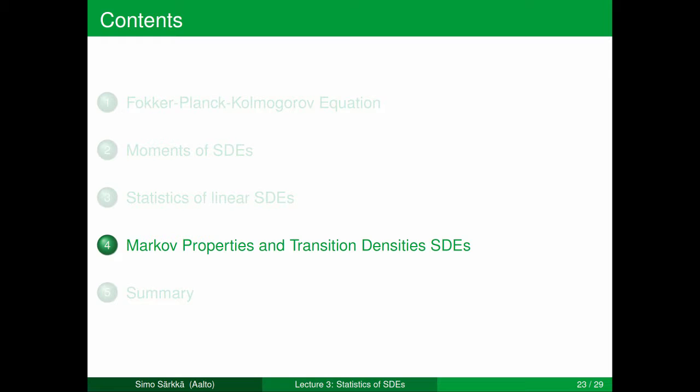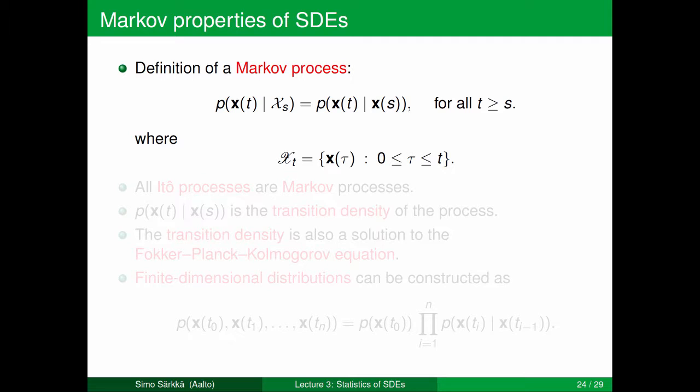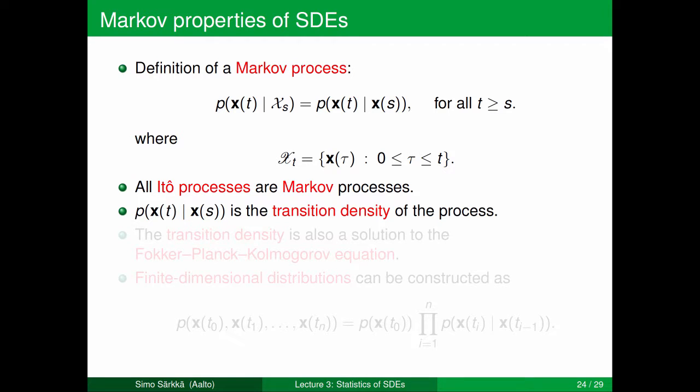Let's now take a look at the Markov properties and the transition densities of stochastic differential equations. A Markov process is defined to be a process such that the probability density of x(t) given the history of the process up to time s is equal to the probability density of x(t) only given the last value of the history, x(s). It turns out that all Ito processes are actually Markov processes. And the probability density of x(t) given x(s) is called the transition density of the process. It also defines the statistics of the process completely.